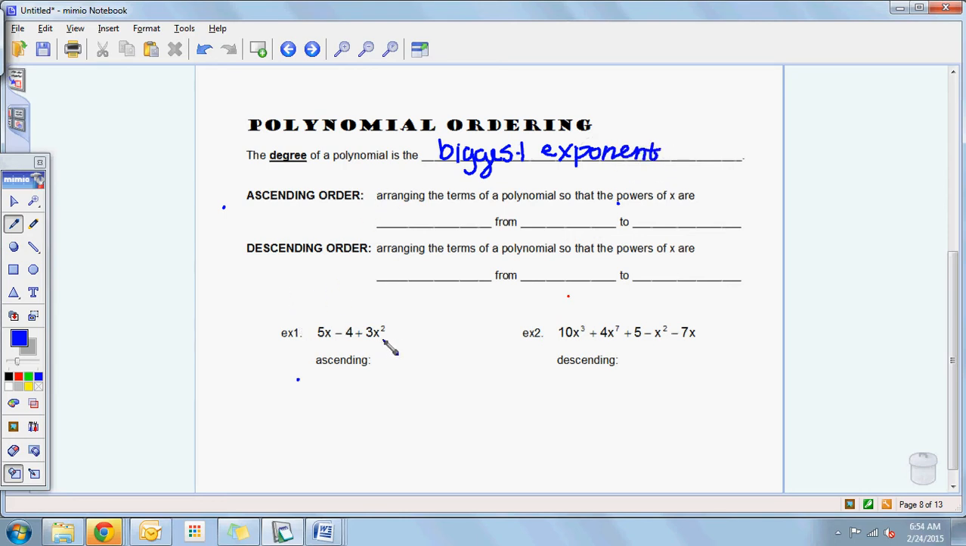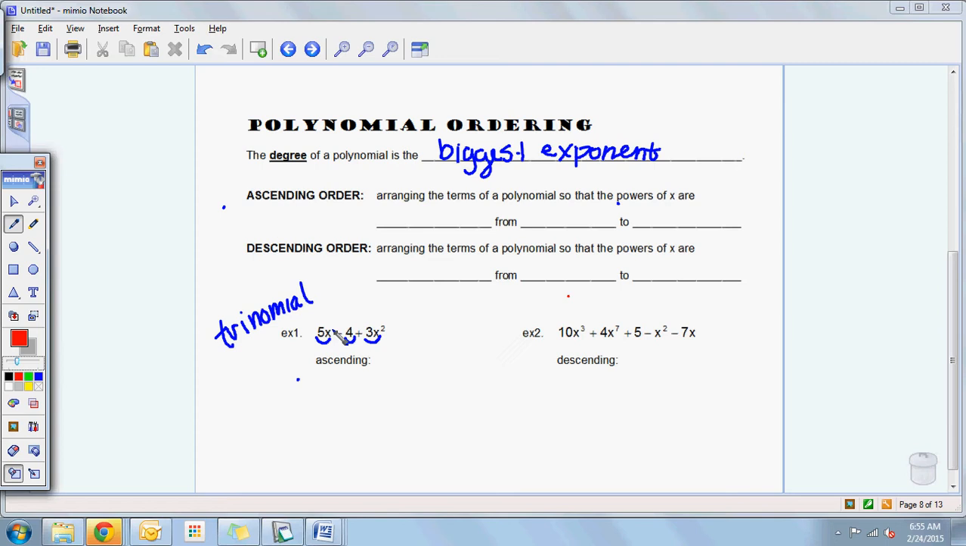So just to kind of look down here at these examples, in this example, you have to look at every single term. We have 1, 2, 3 terms. So what kind of polynomial is this? We just talked about it. How would you identify this? This is a trinomial. It's got 3 terms. So let's talk about the degree of this polynomial.